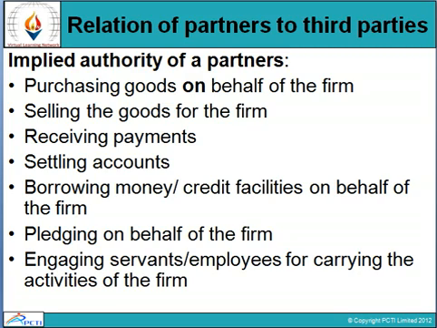Relations of partner to the third party. Implied authority of a partner. Purchase goods on behalf of the firm. Selling the goods for the firm. Receiving payments. Settling accounts. Borrowing money, credit facility on behalf of the firm. Pledging on behalf of the firm. Engaging servants, employees for carrying the activities of the firm.